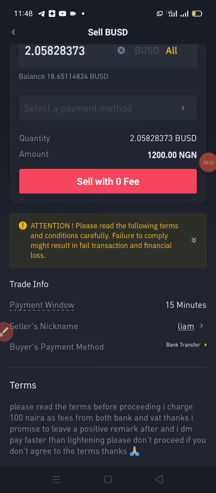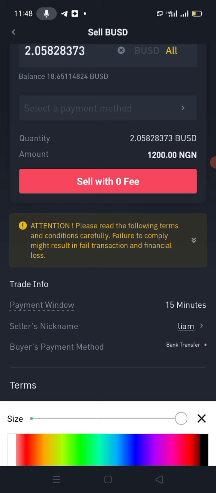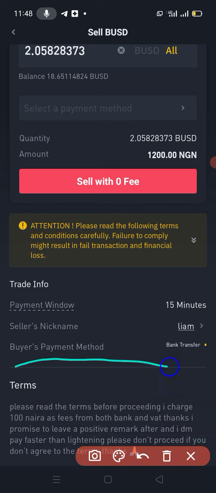You see this person's terms and conditions under here. This person says, please read the terms before proceeding. I charge 100 naira as fuel from both bank and VAT tanks. I promise to leave a positive remark after the payment. These are the terms and conditions.